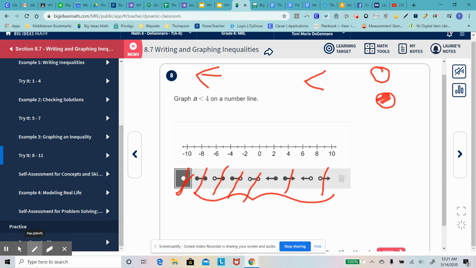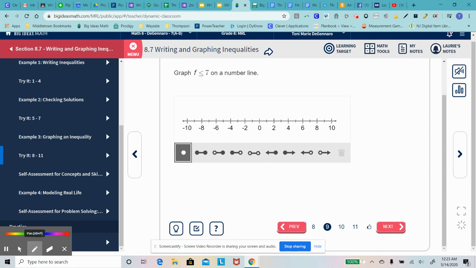And if you recall, the open circle is when you have the less than or the greater than sign. So that's what we're looking for. So we're looking for the open circle, and we're looking for the arrow pointing to the left. So it looks like we're going to take this and we're going to drag it to 4, and it's positive 4. Let's see if it works. There we go. And then it automatically brings the arrow to the left.